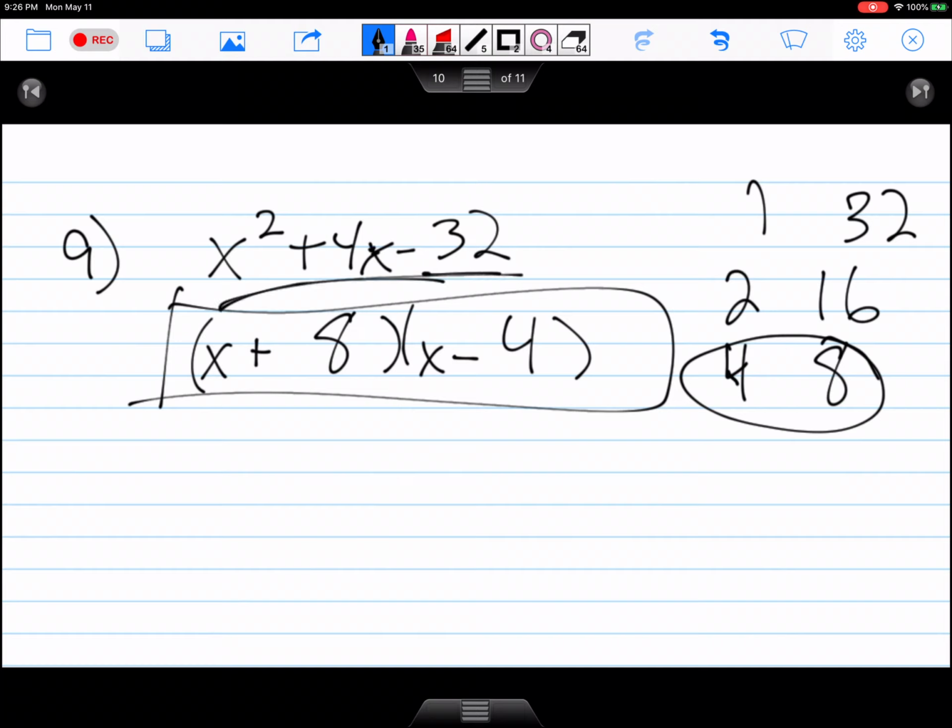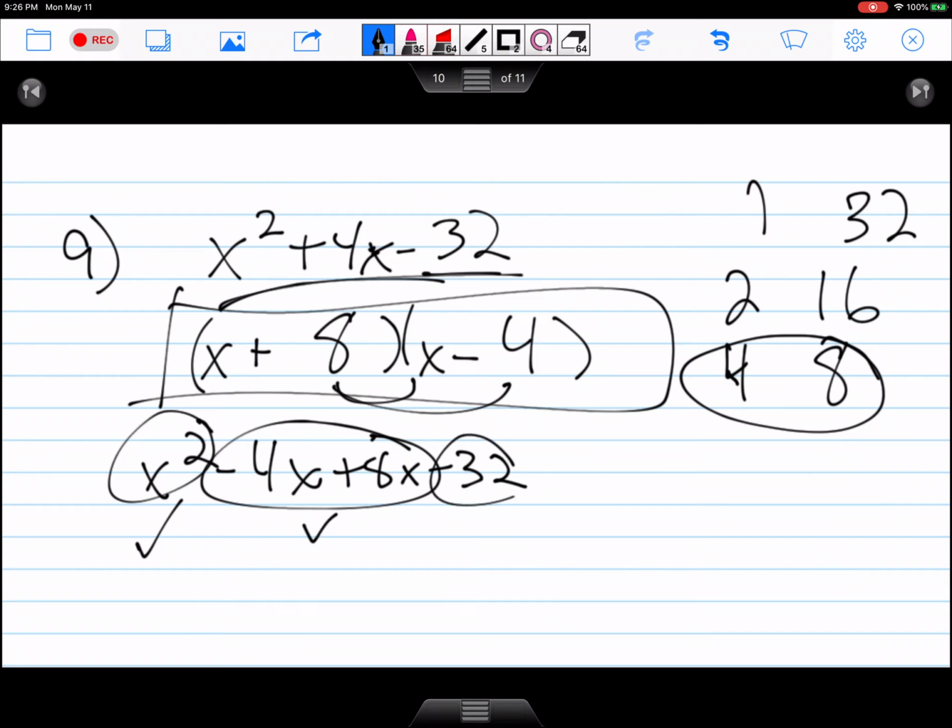I'm going to distribute my x to both first. So x squared minus 4x. I'm going to distribute my 8 to both. 8x minus 32. So let's check it. Do I got an x squared? Check. 4x? Check. -32? Check.